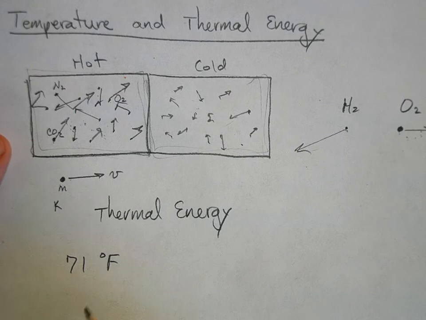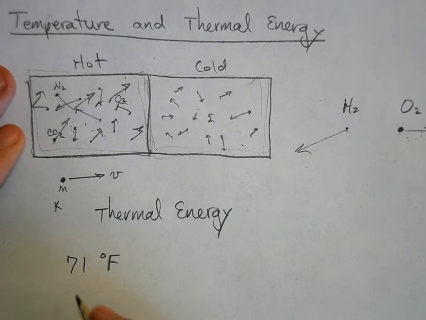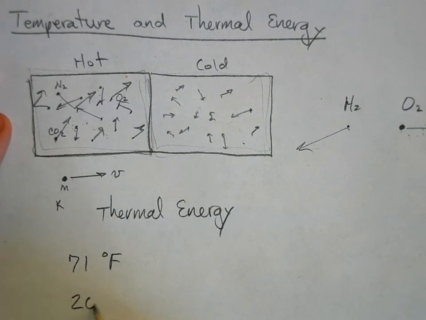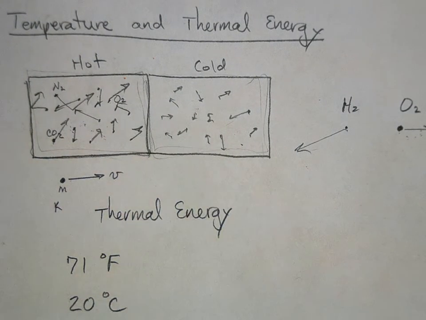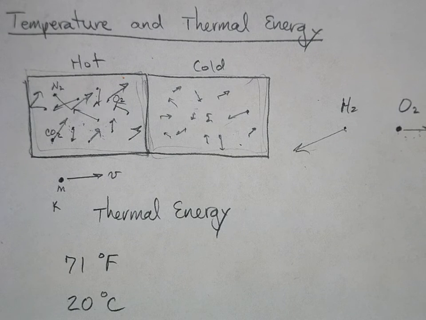If it's 71 degrees Fahrenheit, that's fairly cool in the room. A cool room temperature would be 20 degrees Celsius. I'm not sure if this is exactly the right conversion. We could figure it out, but 20 degrees Celsius, that's a nice, cool room temperature.